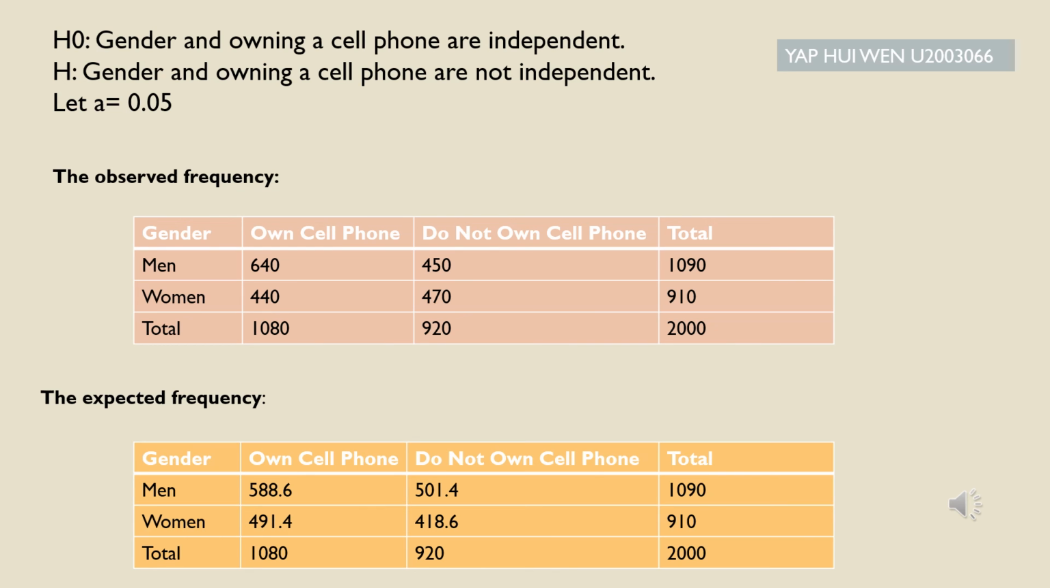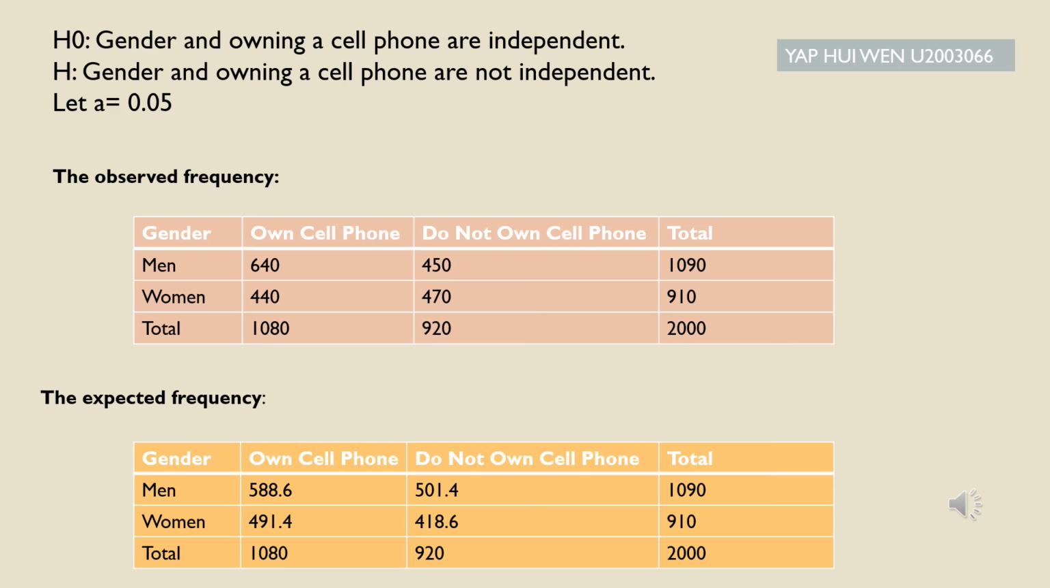At first, we need to create a hypothesis. The first one is the null hypothesis: gender and owning a cell phone are independent. And the second one is the alternative hypothesis: gender and owning a cell phone are not independent. At a 5% level of significance, we let alpha equal 0.05. And by using the information that we have from the previous table, we get the observed frequency.